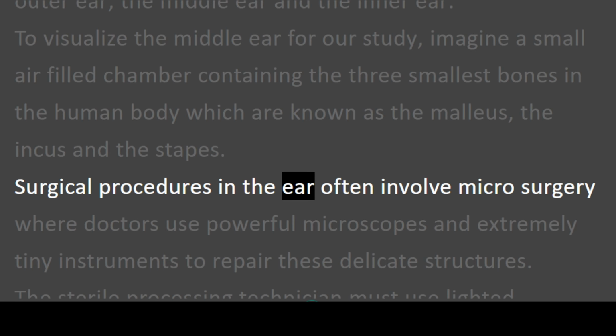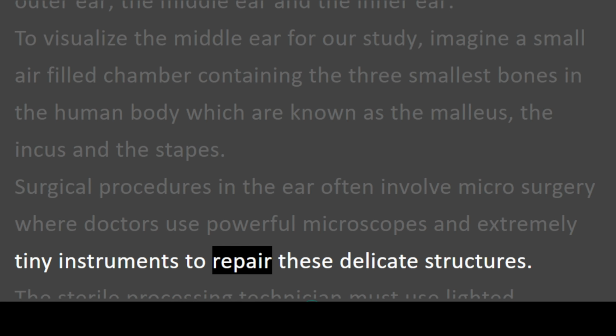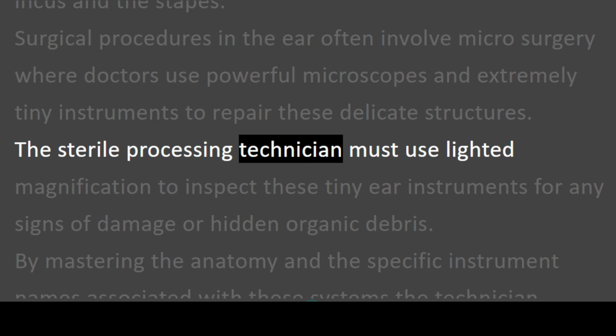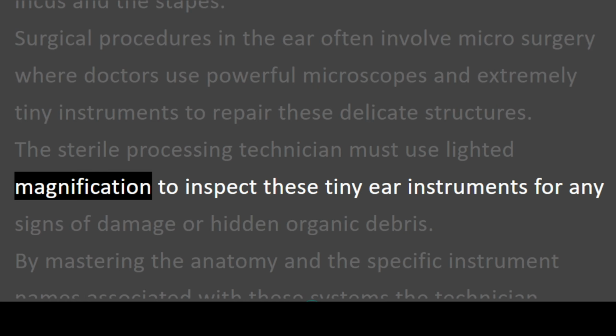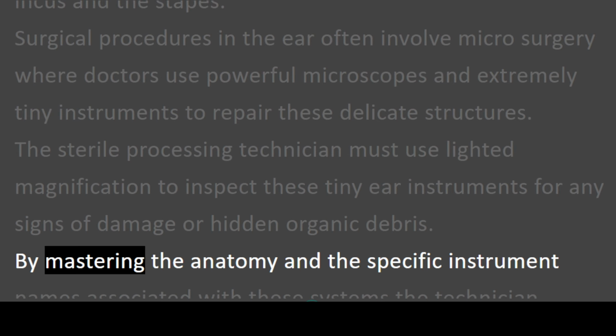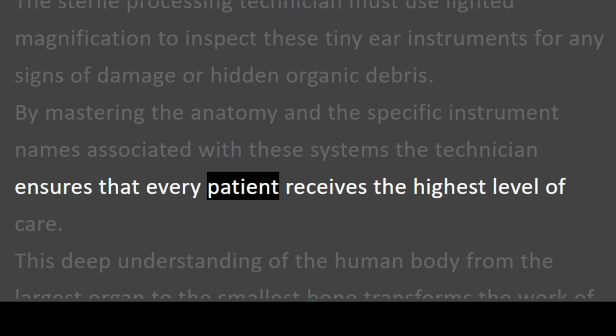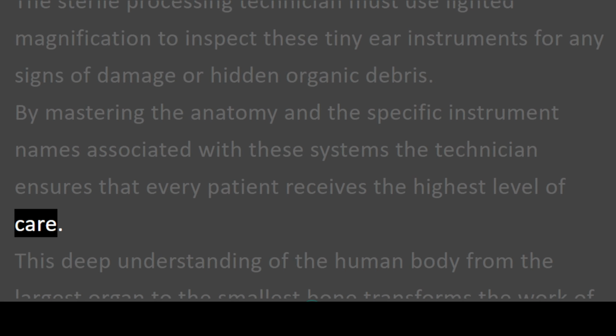Surgical procedures in the ear often involve microsurgery, where doctors use powerful microscopes and extremely tiny instruments to repair these delicate structures. The sterile processing technician must use lighted magnification to inspect these tiny ear instruments for any signs of damage or hidden organic debris. By mastering the anatomy and the specific instrument names associated with these systems, the technician ensures that every patient receives the highest level of care.